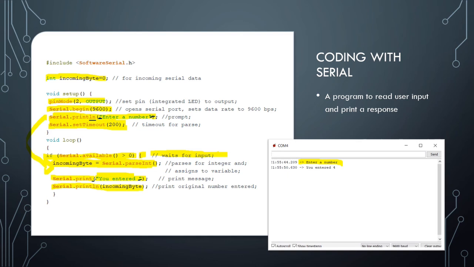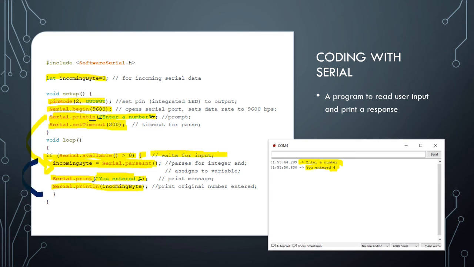Then it's going to serial print you entered, and because I did not start a new line, it's going to print right after that on the same line whatever we entered and stored as the incoming byte. So then it's going to print 4. And so this loop continues on. It's not going to prompt me to enter another number because it only does that once, since it's in the setup.